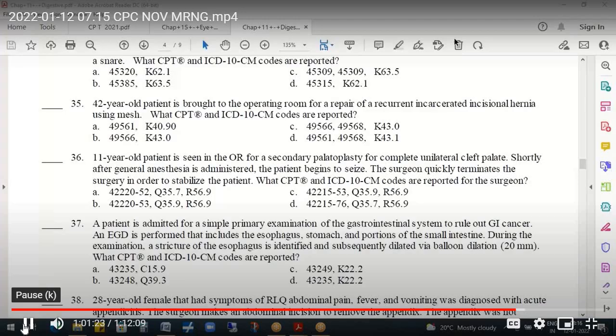Next one, make heading: adenoidectomy and tonsillectomy. Next question, next concept, adenoidectomy and tonsillectomy. As you know, where are tonsils located in a human body?